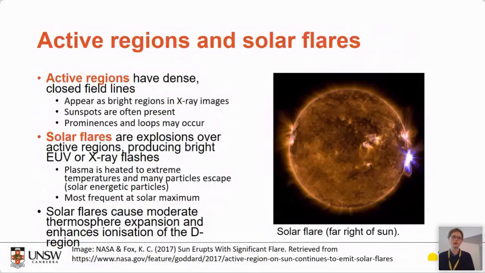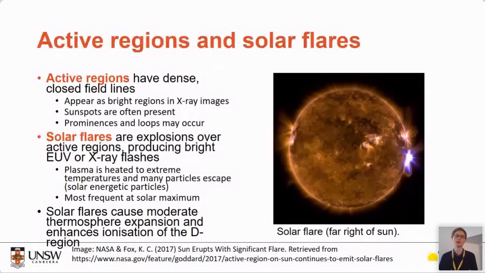The sun has active regions where there are dense closed magnetic field lines, appearing as bright spots on X-ray images. Some active regions are shown on this slide. Sunspots are often present in these regions, and prominences and loops can occur.